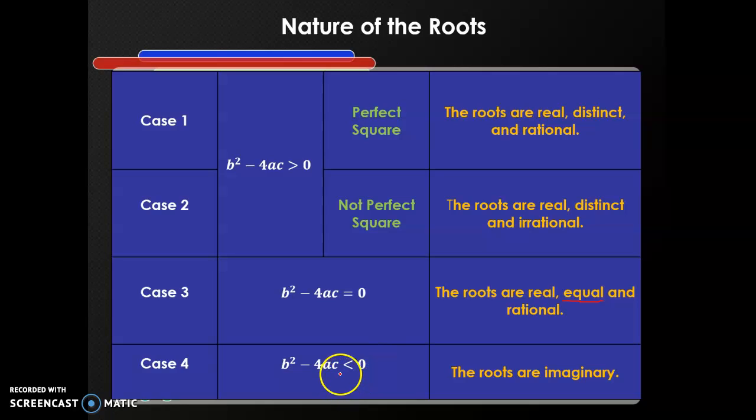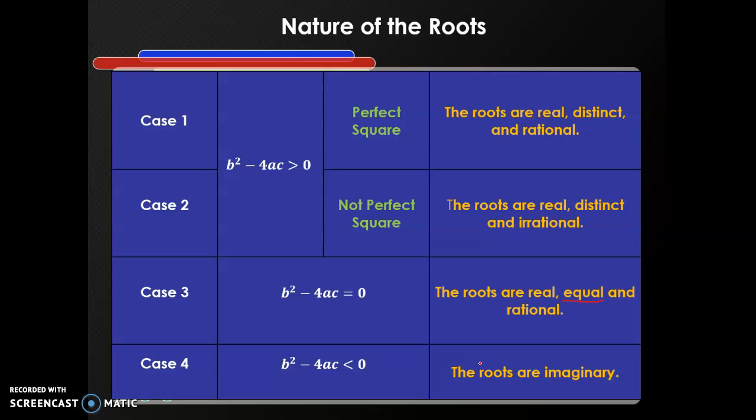Now, what if the discriminant is less than 0? When you say less than 0, it's negative. Okay, if it's negative, the roots are imaginary. There exist roots, but they are imaginary, like they're unreal. Okay, unreal.